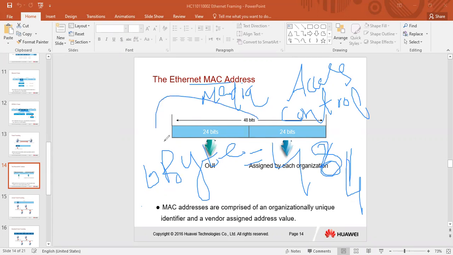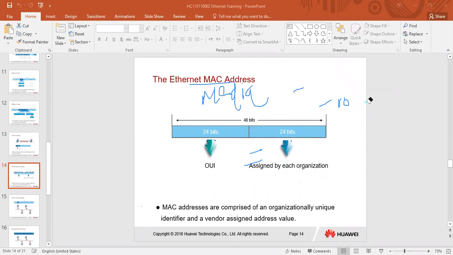24 bits are assigned by IEEE, while the other 24 are assigned by the organization which is going to manufacture a specific device. Suppose we have an HP computer. Suppose the HP company requests the IEEE that I am going to design my computer, a model like Core i3, then kindly issue me a MAC address. Then IEEE assigns a 24-bit MAC address. The further 24 bits are provided by the organization like HP. This is MAC addressing.